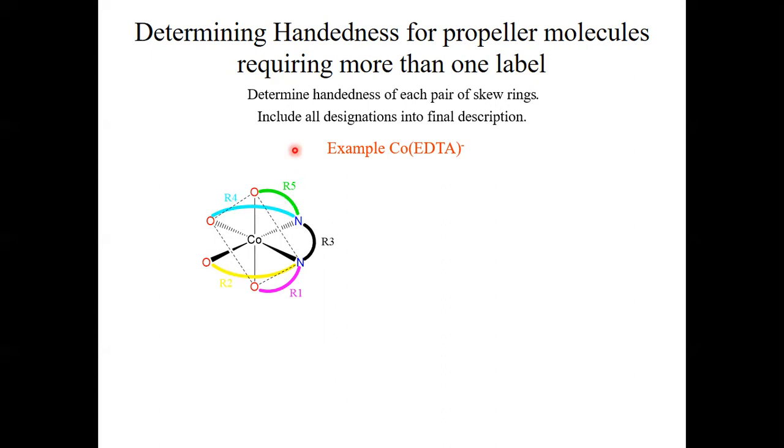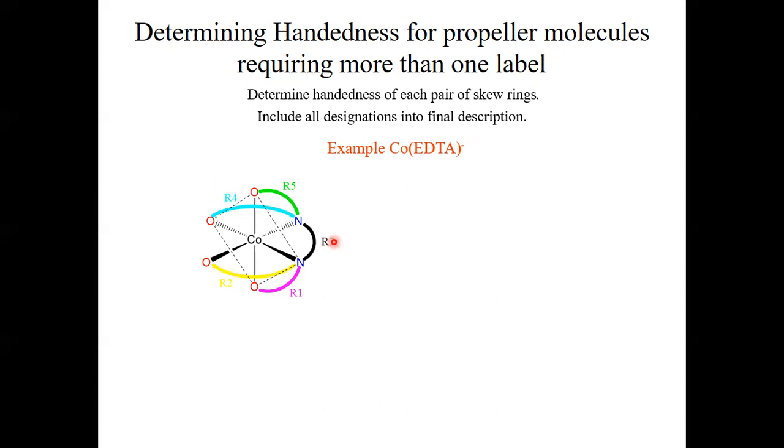The answer is no, because we only need to consider those which are not coplanar and not adjacent. So you see that ring R3 is adjacent to all other rings. It's adjacent to R5 and R4. And it's also adjacent here to R1 and R2. It shares this nitrogen donor atom with R1 and R2, and it shares this nitrogen donor atom with R4 and R5. Therefore, we do not need to consider ring R3 at all.